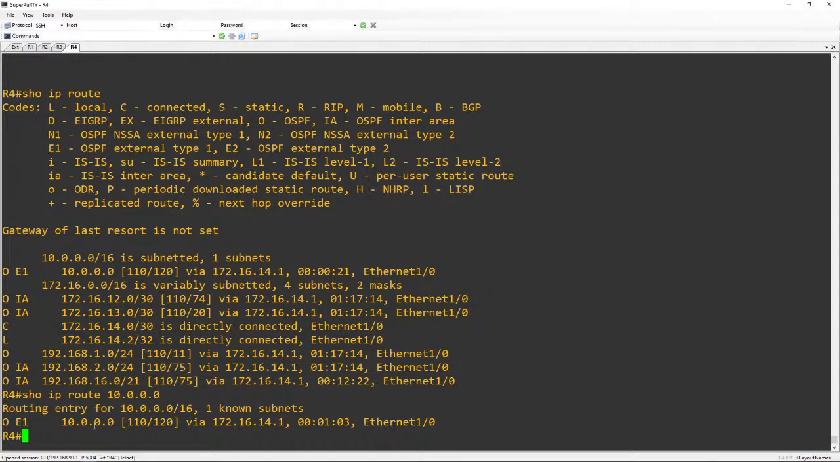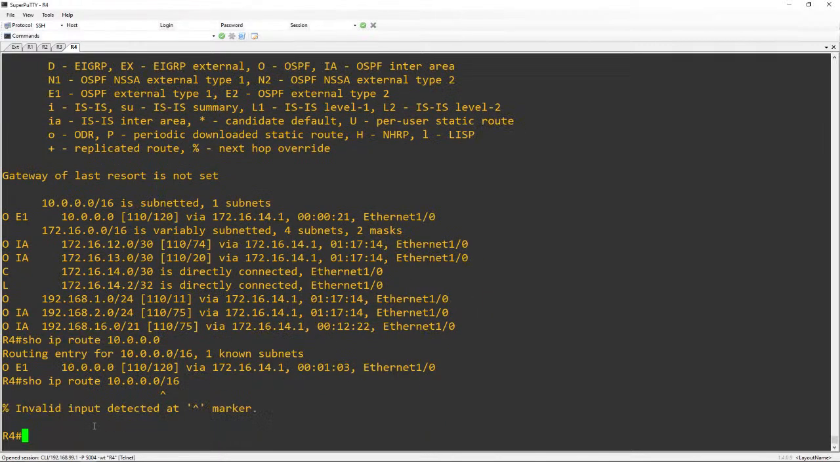All right. If I do a show IP route 10.0.0.0, let's do slash, is it a 16? I think it's a 16. Show IP route. Let me see. I was going to try that, and I'll do that in a minute.